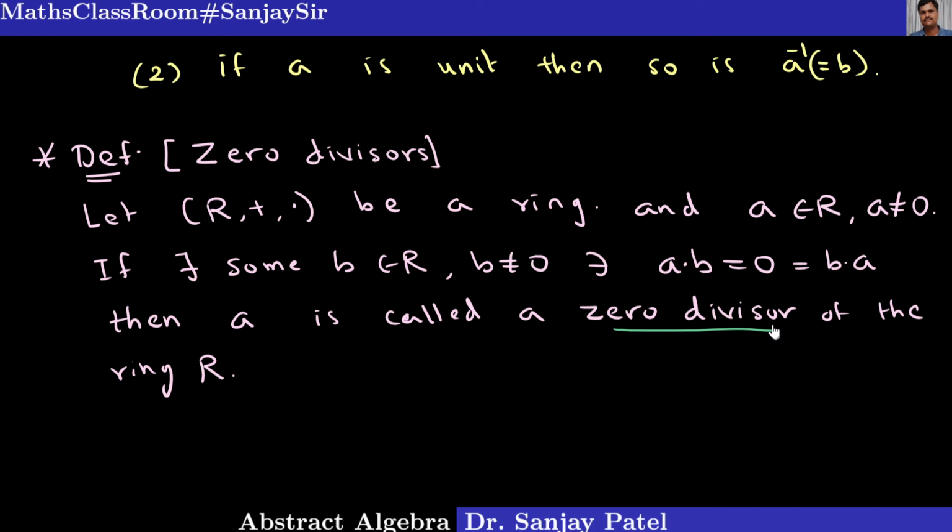So given a non-zero element, if you can find another non-zero element whose product with the given element is 0, that means we have this condition. From this definition it follows that if A is not equal to 0 and B is not equal to 0, implies A into B equals to 0, then this A is called a zero divisor of the ring. And if A is a zero divisor, at the same time I can say B is also a zero divisor of the ring R.